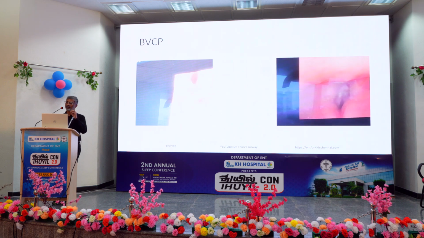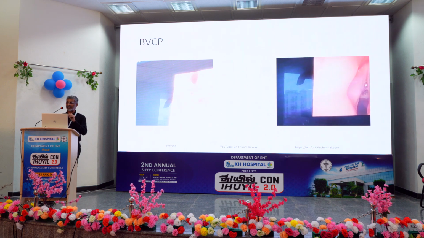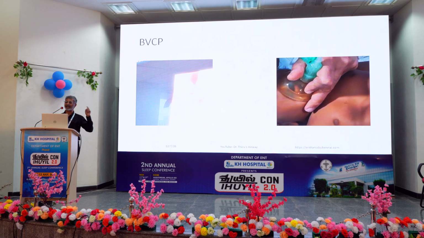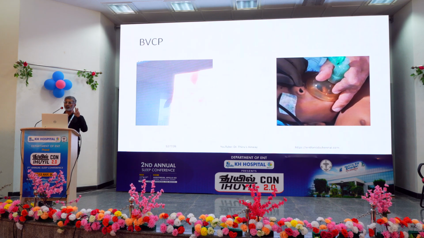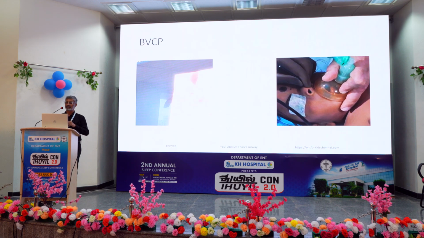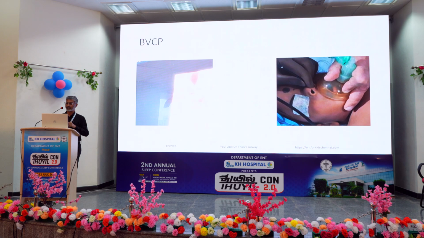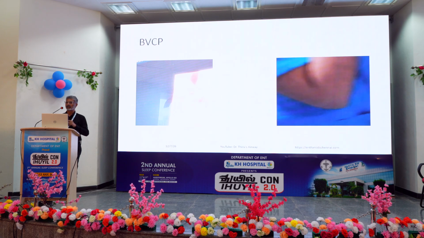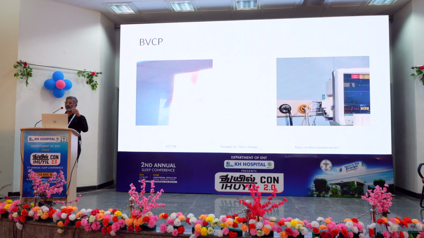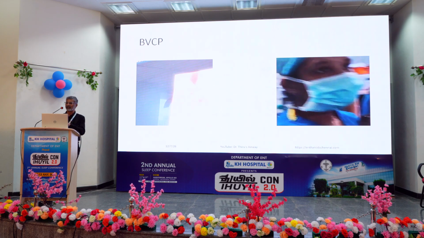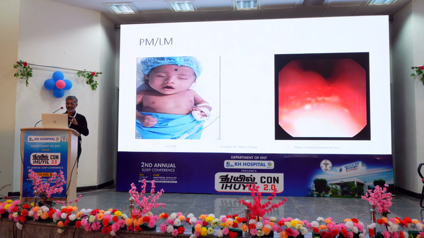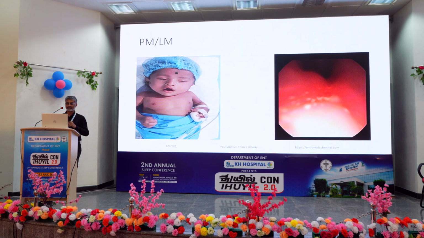But if you do the scoping further down carefully, you can see there is a movement of the vocal cord which is paradoxical. Your anesthetist is shouting from outside, inspiration, inspiration, inspiration, and you watch the paradoxical movement of the vocal cord. During inspiration, the vocal cord is closing. Okay, so that means the child is having a bilateral vocal cord palsy.